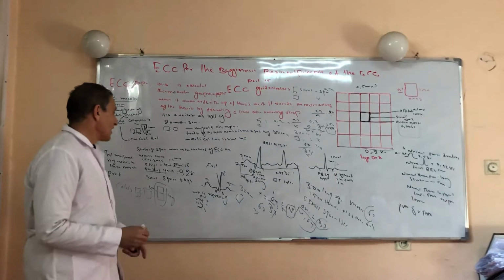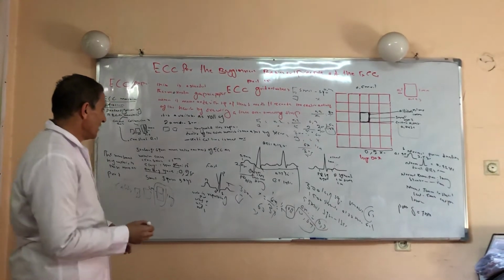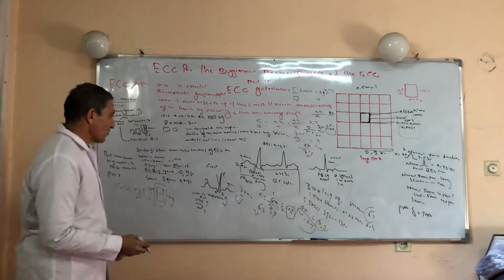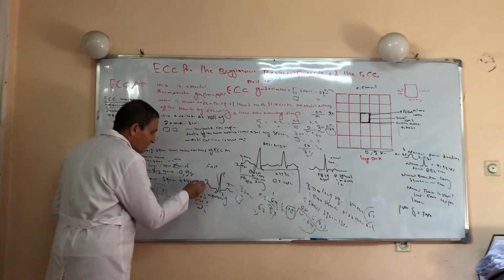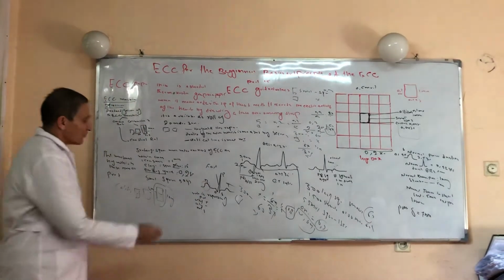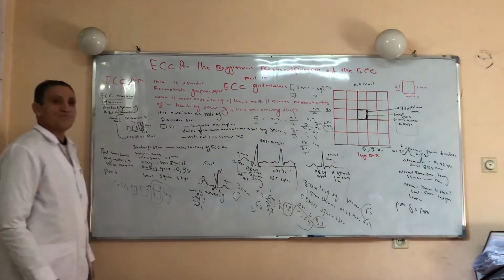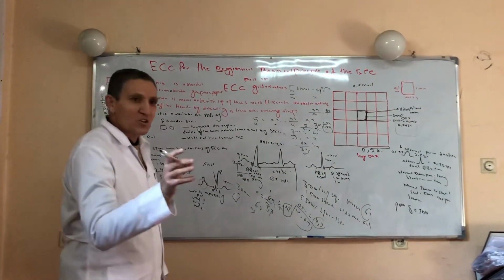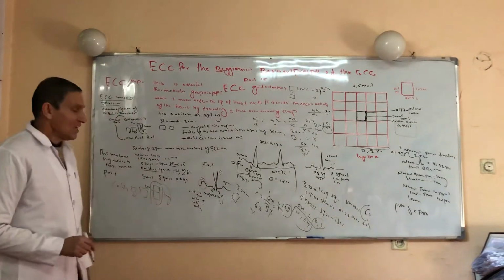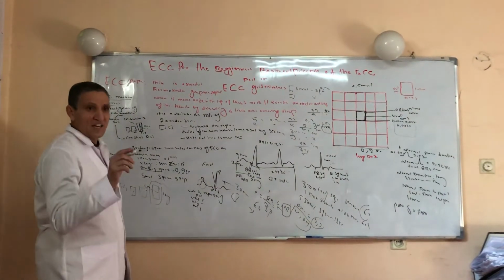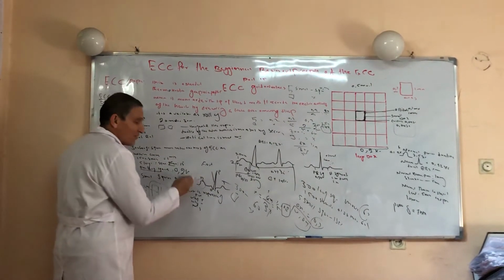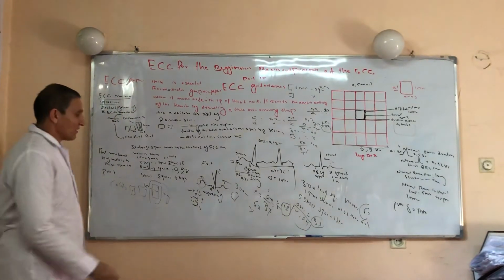Now we are coming to the normal values of the waves, segments and intervals. What does this first wave represent? This first wave represents atrial depolarization. Why is this the first wave? Because the atrial tissues are close to the SA node. The SA node first depolarizes the atrial tissue. That is why the P wave is the first wave of the ECG.